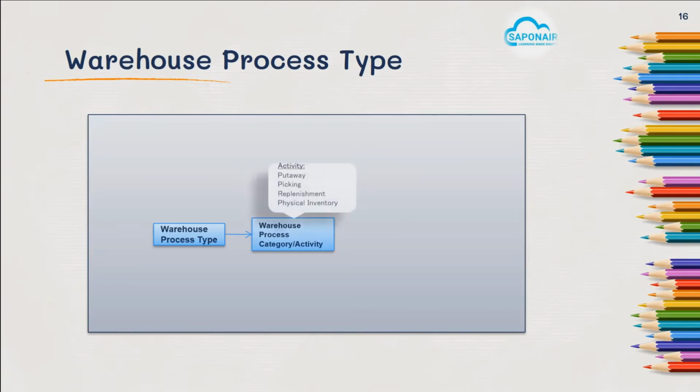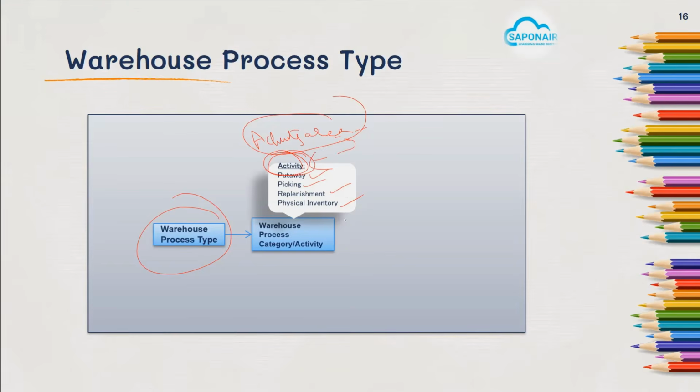So various process types are basically associated with categories. Whenever you create any new warehouse process type, you will have to assign it with your activity. Can you recall this word? The business context we use. Activity area, right, very good. Activity areas and warehouse process types are both assigned or linked with this activity. So an activity can be put away, picking, replenishment, physical inventory. Within this activity area, you define what different activities are performed.